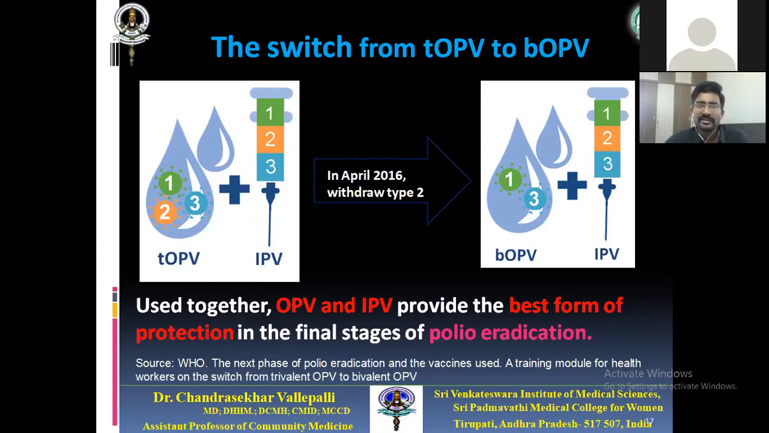Then IPV also has all 3 types. Then both are combined, OPV and IPV, injectable form and oral form. This is the best form of protection for the final stages of polio eradication, right?